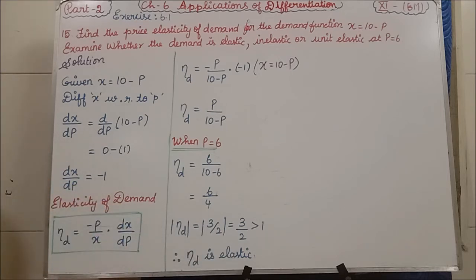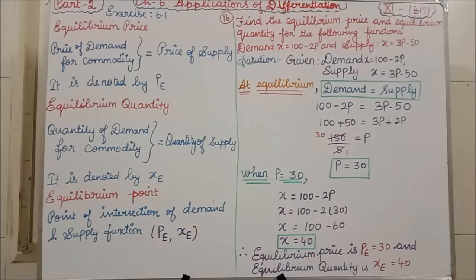You have 3 conditions in finding elasticity. If eta d is greater than 1, it is elastic. If eta d is equal to 1, it is unit elastic. If eta d is less than 1, it is inelastic. We learned all this in the part 1 session. Now we got eta d greater than 1, therefore eta d is elastic. Clear, students, the 15th question? Yes. Next, we are going to see the 16th question.